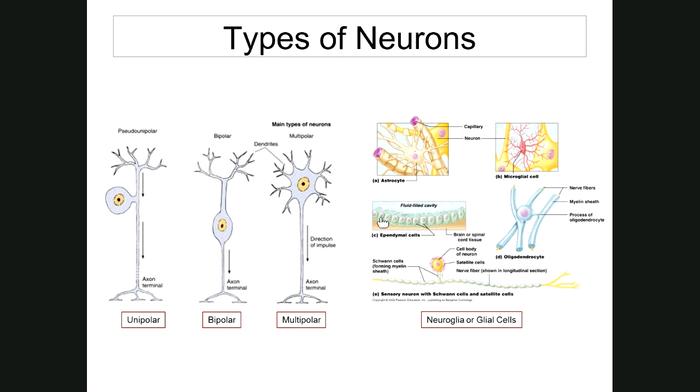So these are supportive cells for the nervous system. They support the neurons by protecting them, holding them close, forming the myelin sheath, producing cerebrospinal fluid. And that's all we have to talk about on tissues.